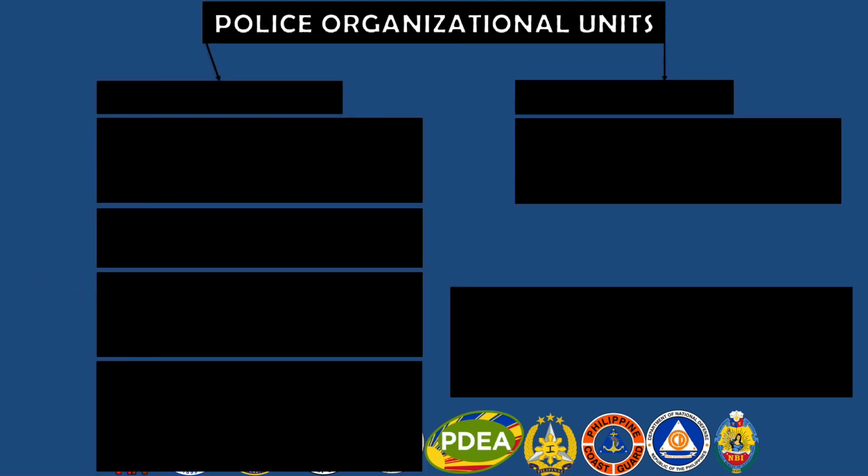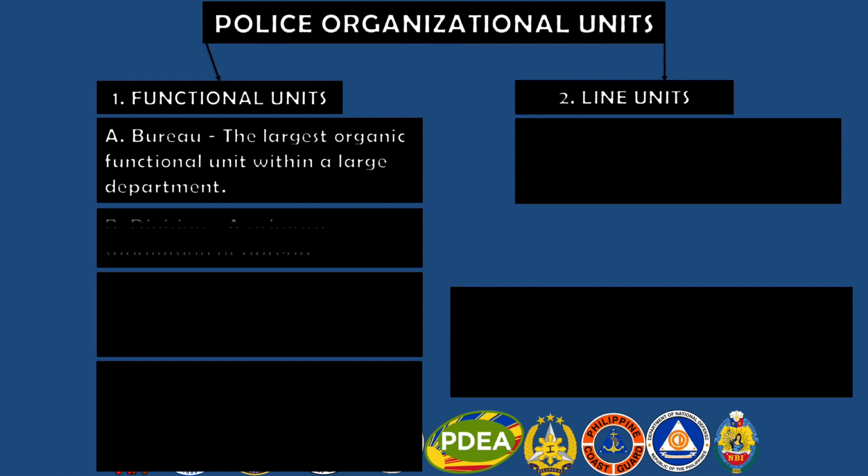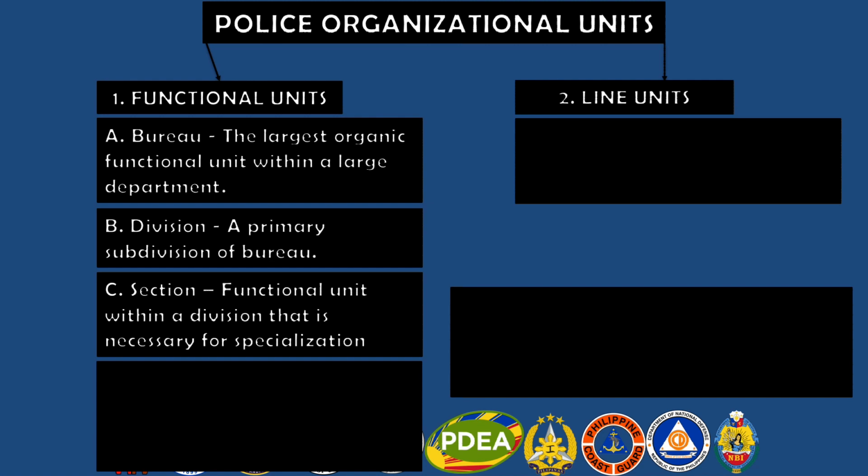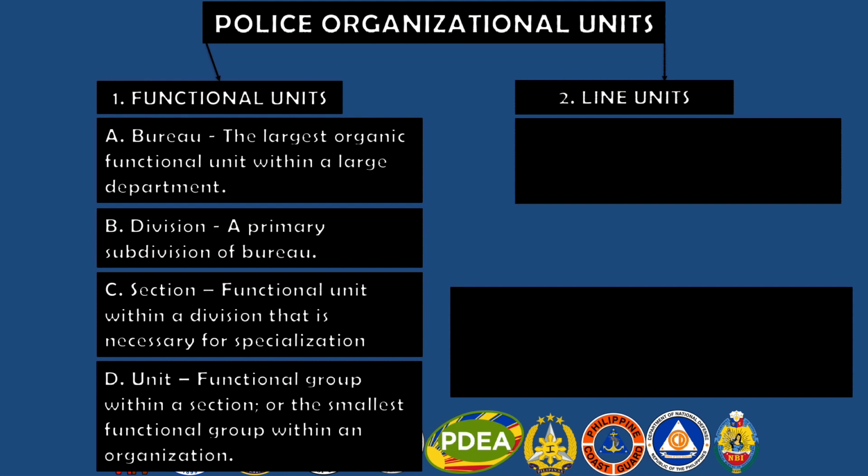So, first would be the police organizational units. Meron yung tatlo. First is functional units, then line units, and the last one would be territorial units. For functional units, divided yan sa bureau, division, section, and unit. Let's give an example in explaining them. For functional units, gamitin natin si DILG. DILG is a department. And ang sinasabi rito that functional units is divided into bureau.